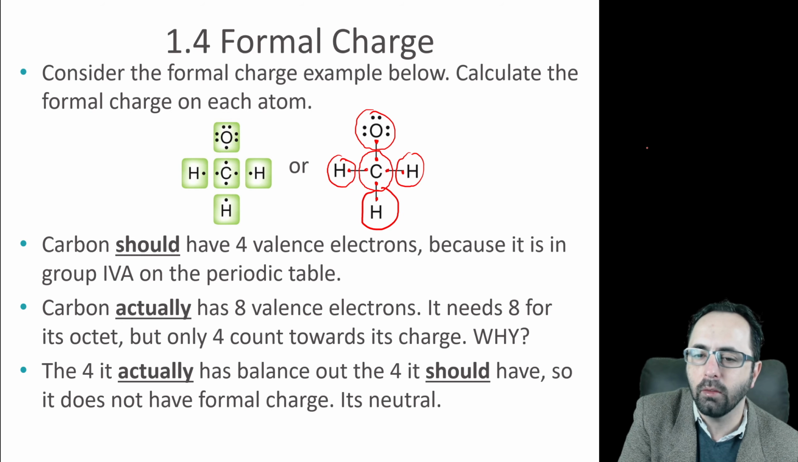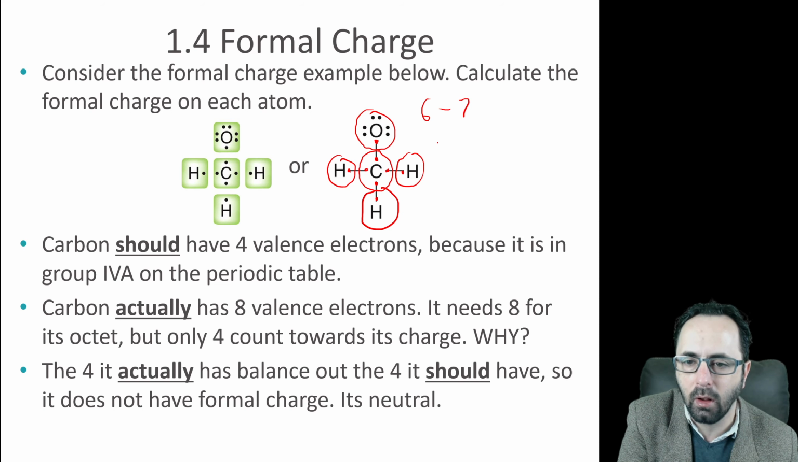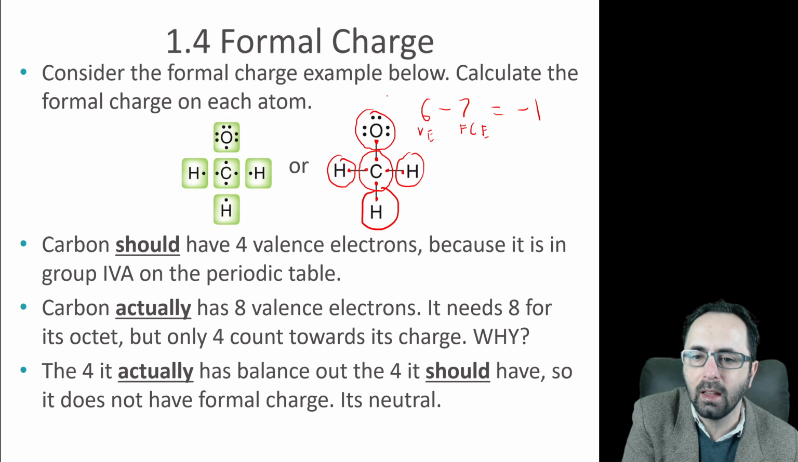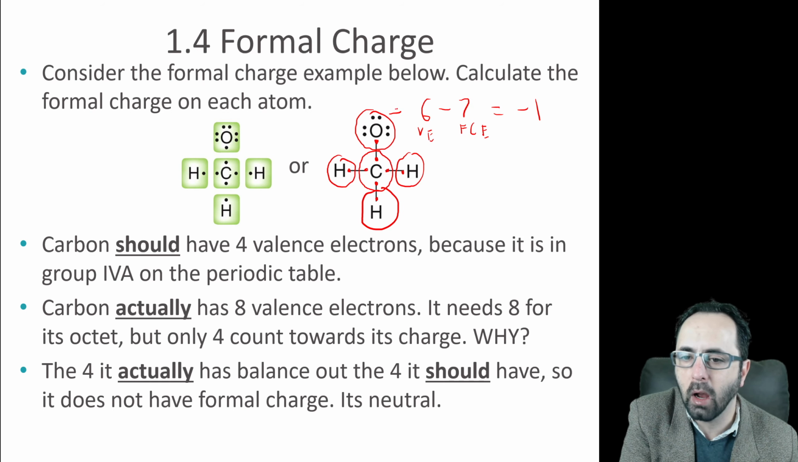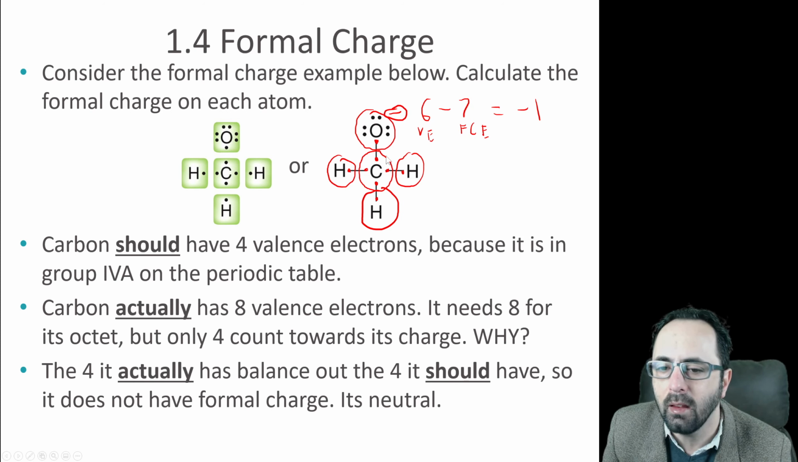Technically, we would say the normal number of electrons was 6, but we have 7 negatives. So we say 6 valence electrons minus 7 formal charge electrons, and that's going to give us a -1 charge. We would indicate that on these structures by writing a negative sign in a circle, like that. So we say that this oxygen here has a formal charge of -1.